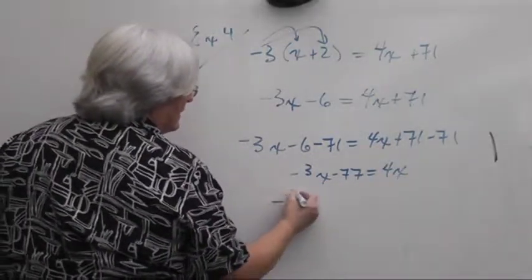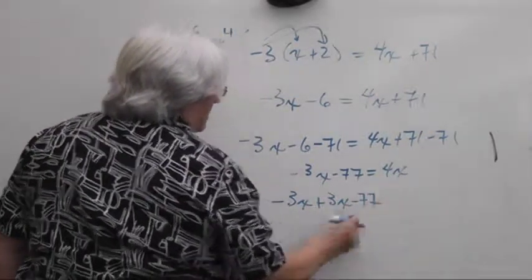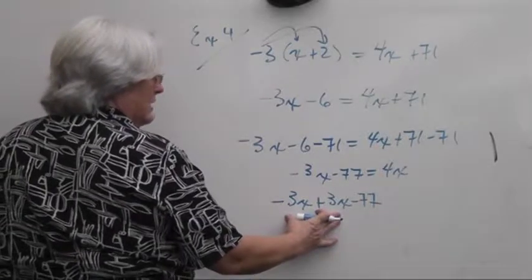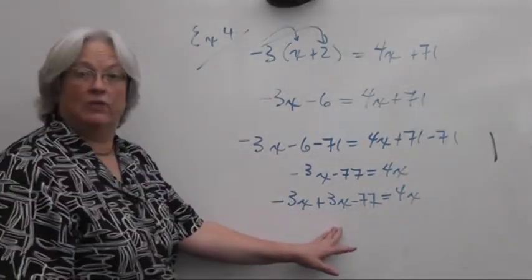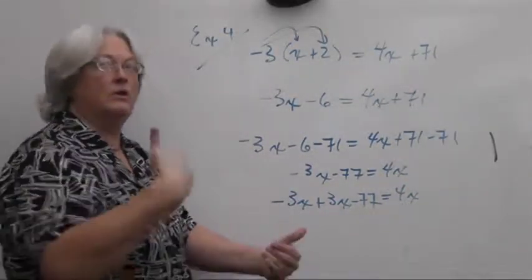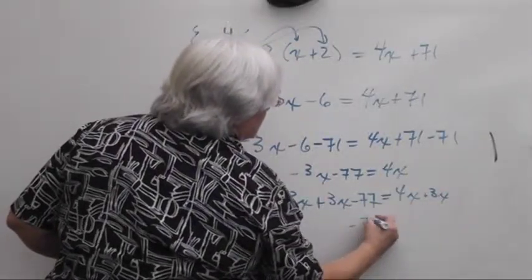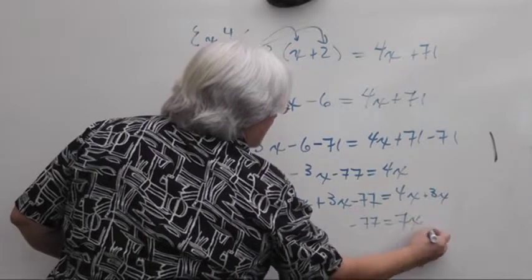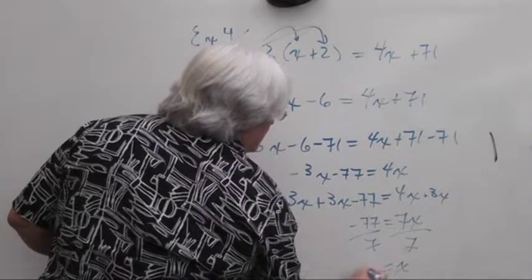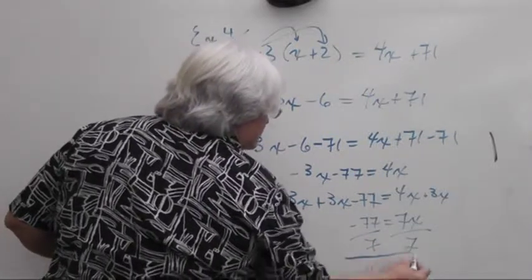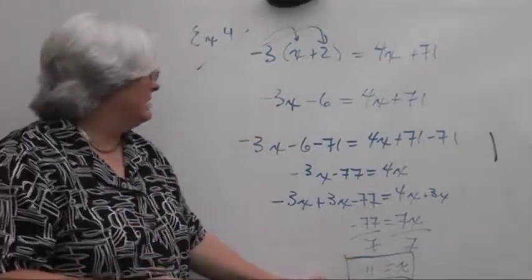So if we have a negative 3x over here, we're going to have to add a 3x to eliminate the variable from the left-hand side of the equation. And of course, if you've added a 3x to the left side of the equation, then you also have to add a 3x to the right side of the equation. Negative 77 is equal to a positive 7x. We divide both sides of the equation by 7, and you have that negative 11 is the same as x. Or x has a total value of negative 11.